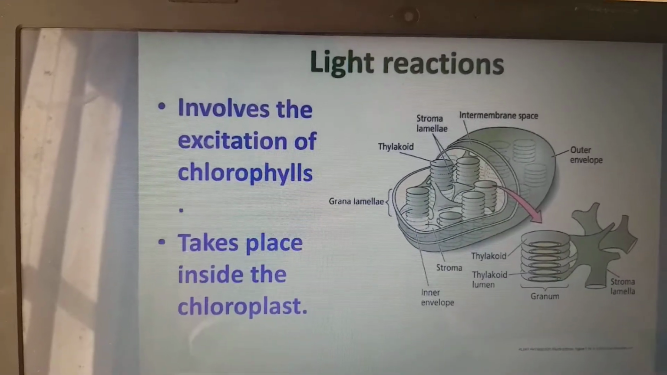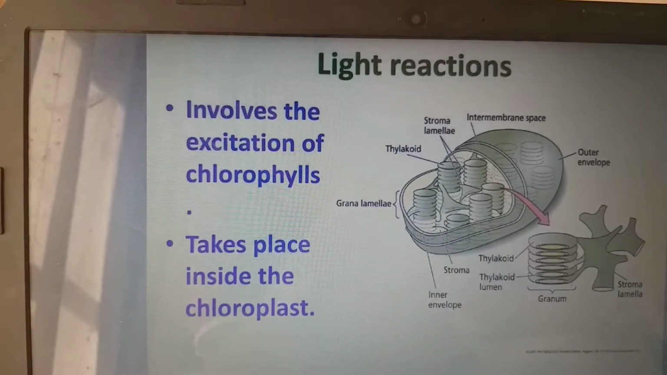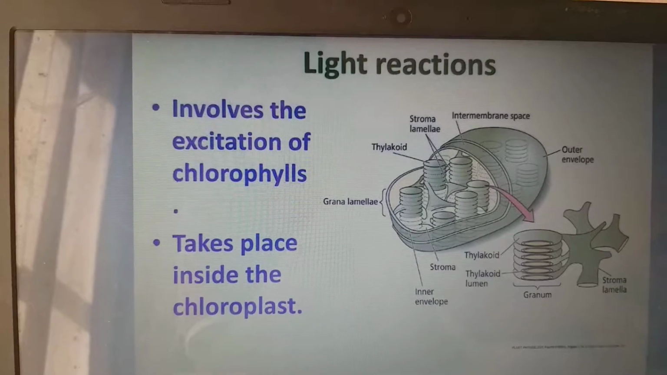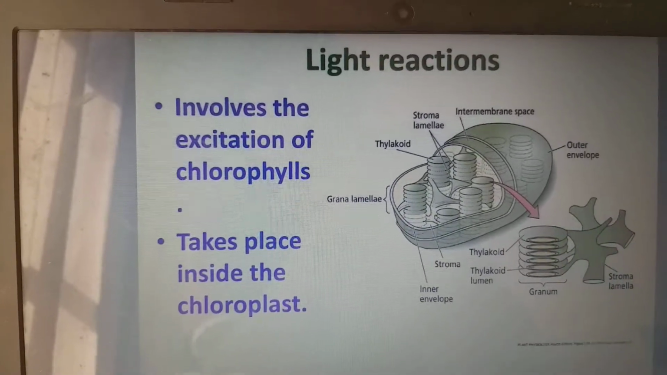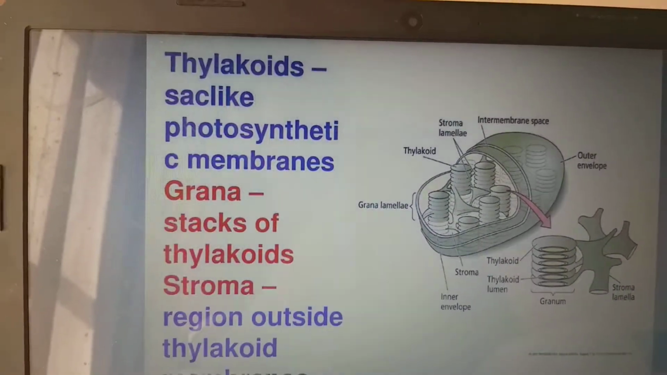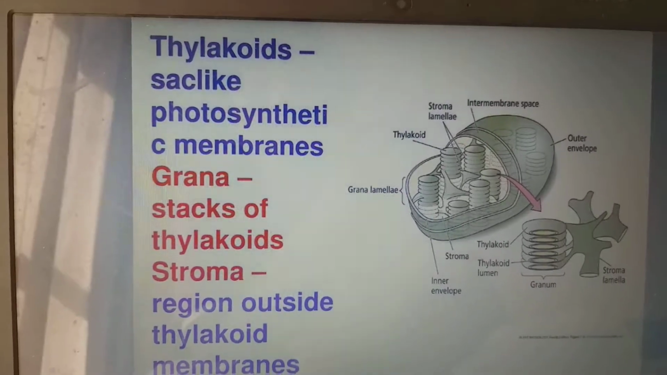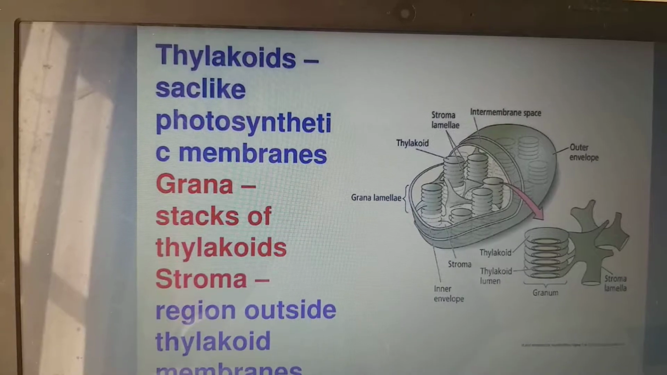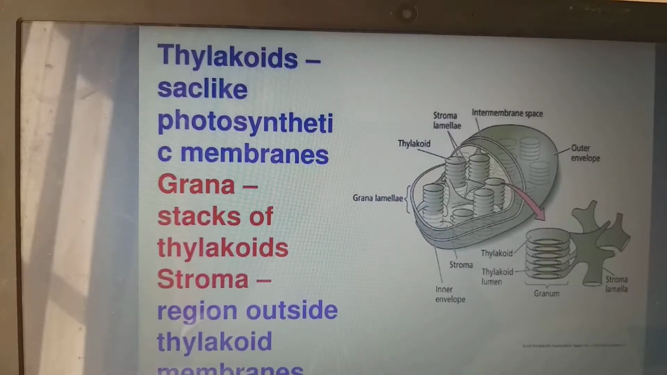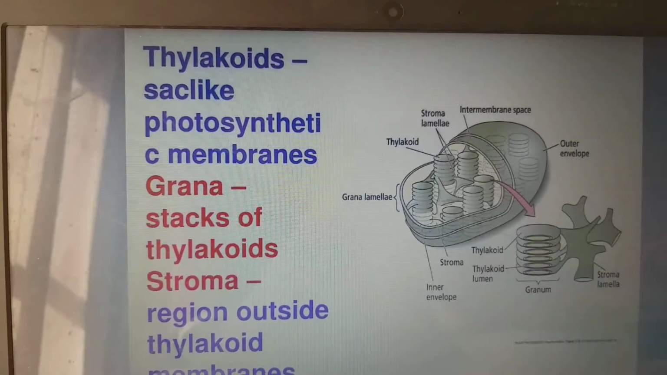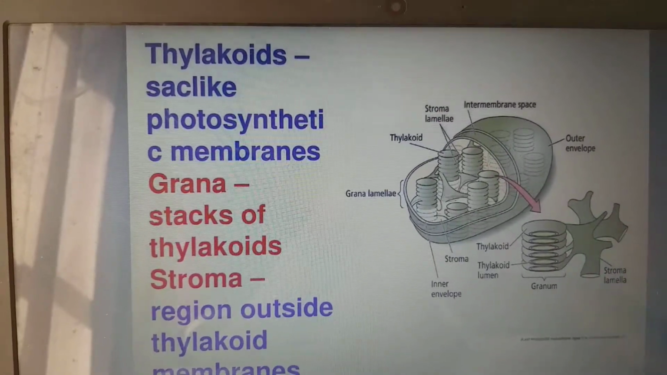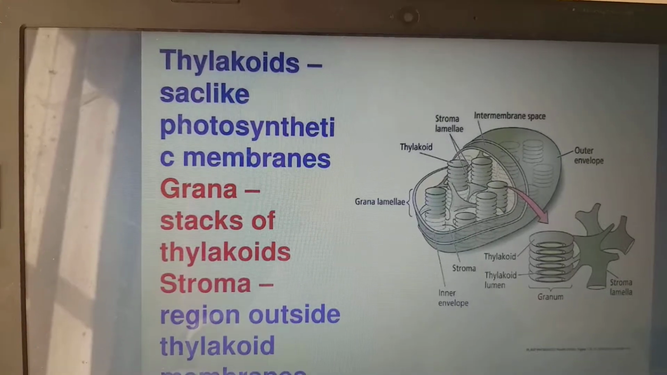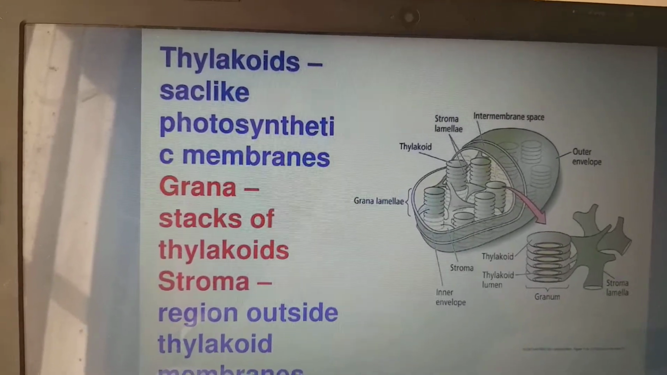The light reactions involve the excitation of chlorophyll pigments, and take place inside the chloroplast. These are the two things we have to know about the light reactions. Next, thylakoids are sac-like photosynthetic membranes, grana are stacks of thylakoids, and the stroma is the region outside the thylakoid membrane. These thylakoids are very important for the light reaction. On the thylakoids only we have the chlorophyll pigments, which are green in color.